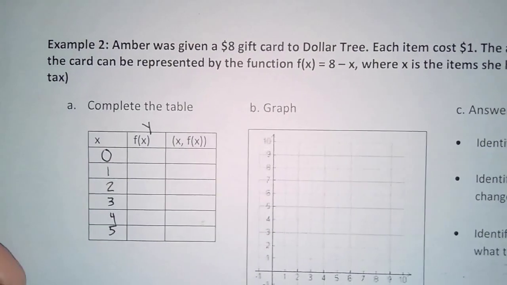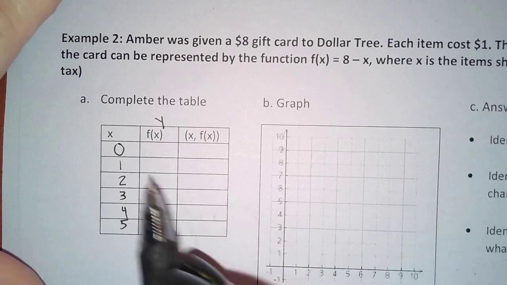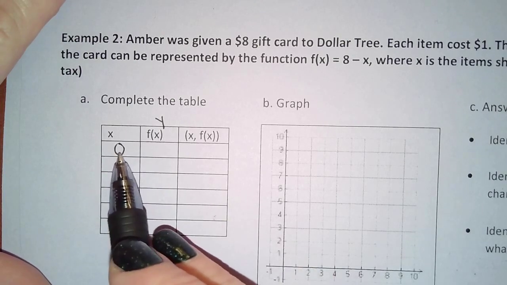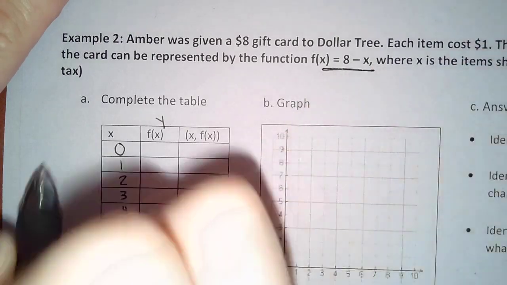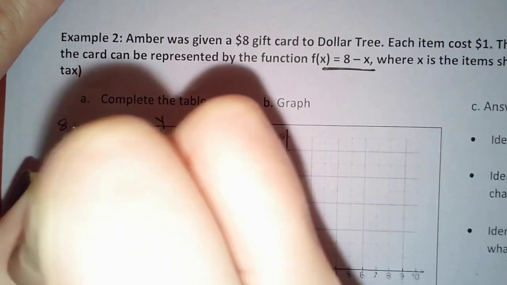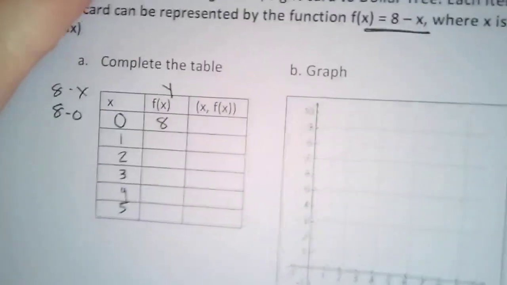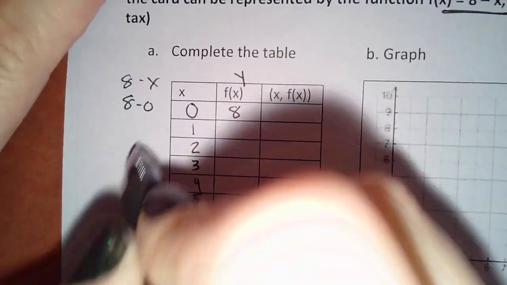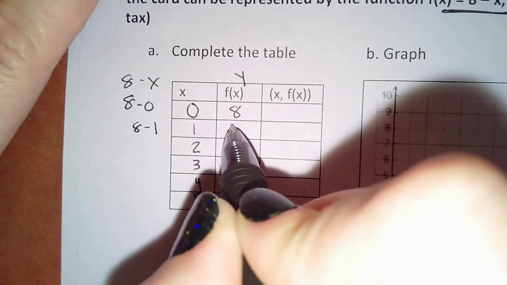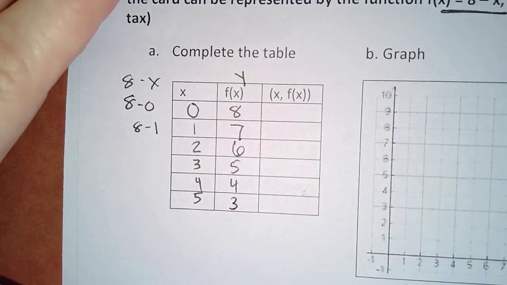F of x, really, that means what? Y values. So how do we find those? You substitute x into the equation. Good. Substitute our x number, so 0, into this equation. So 8 minus 0. That's 8. 8 minus x is the equation. So then we have, try to zoom in there for you, 8 minus 1. 8 minus 1 is 7. 6, 5, 4, 3. We could keep going.